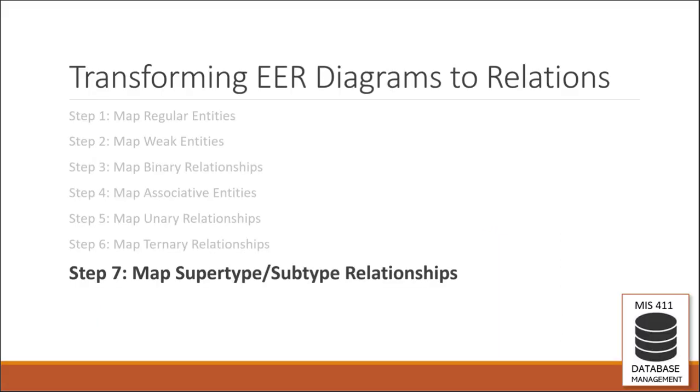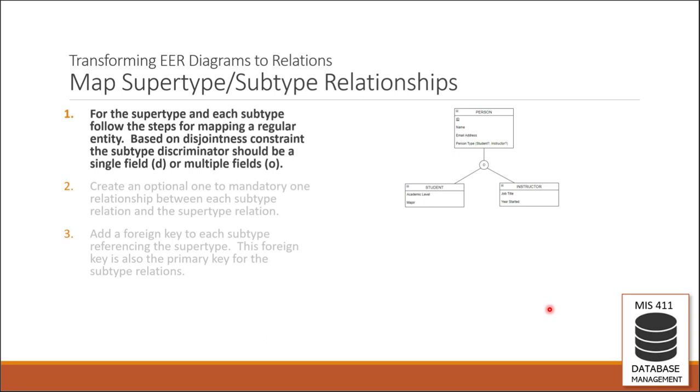In the previous step, we looked at mapping ternary relationships, and now in Step 7, we're going to look at mapping supertype and subtype relationships. Now, supertype and subtype relationship mapping is going to be a little bit dissimilar from some of the previous steps. Despite that, I don't think it's overly complicated, but there are things to pay attention to.